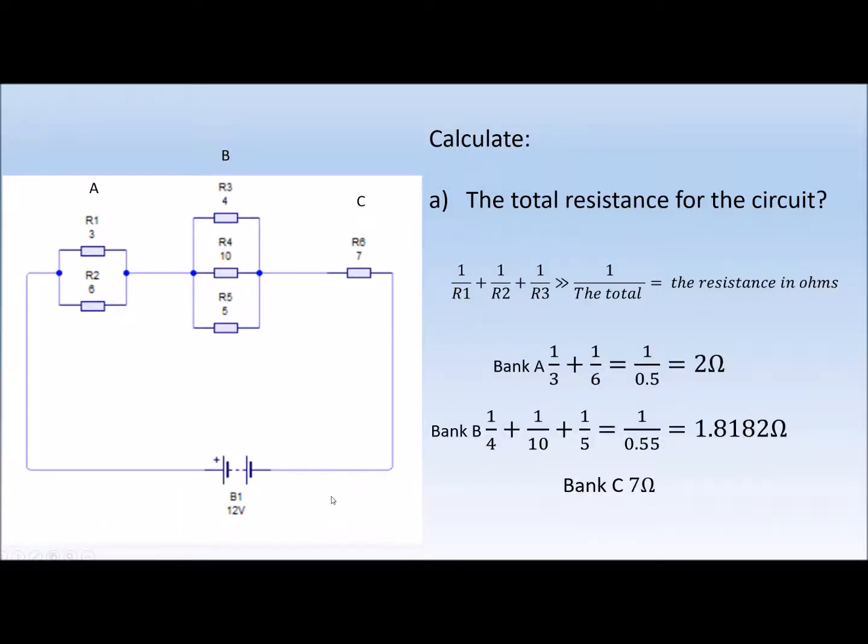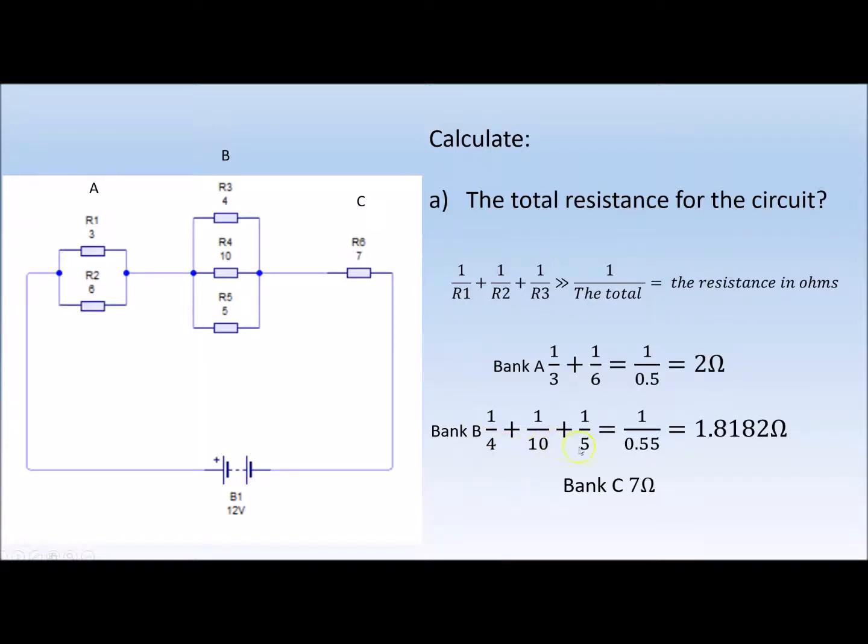Applying our parallel resistance formula to each bank, you can see from the workings here that for bank A we would apply the formula: 1 over 3 plus 1 over 6 equals 0.5, and then 1 over 0.5 equals 2 ohms. So bank A is going to have a resistance of 2 ohms.